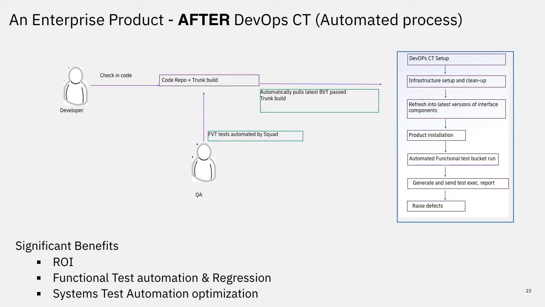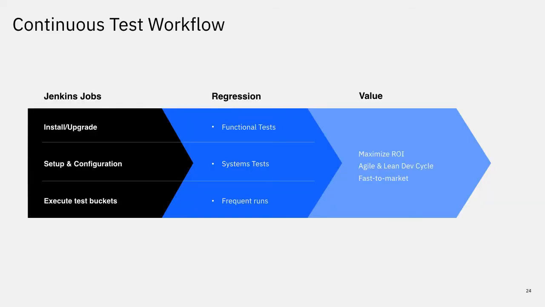And that feedback is used to improve the automation test scripts in the next cycle, and the continuous improvement process continues. As you can see from the continuous test workflow, there are all these Jenkins jobs which are installing, upgrading, setting up, configuring your systems, and then executing your test buckets.